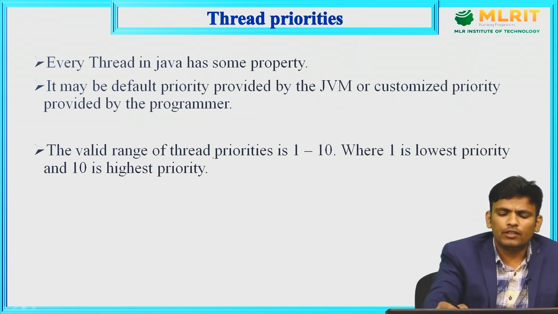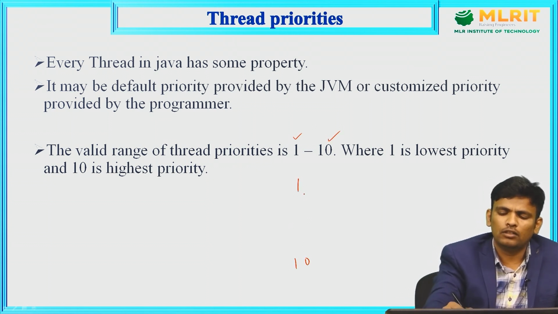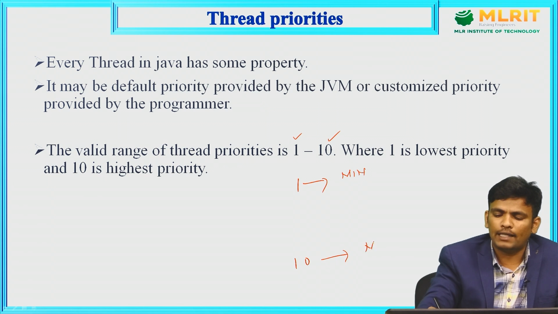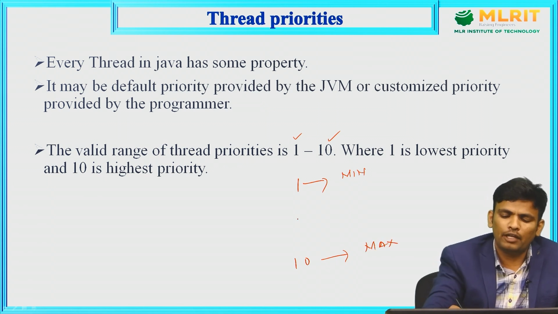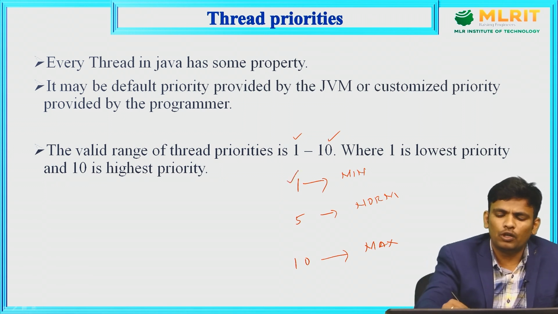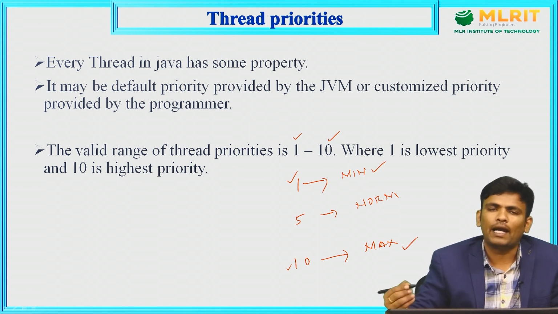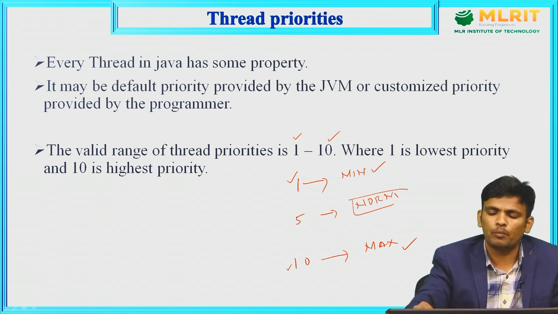The valid range of thread priorities is 1 to 10. 1 means the minimum priority and 10 means the maximum priority. In between, 5 is the normal priority. Compulsorily we should pass values from 1 to 10 only. If you pass anything other than 1 to 10, it leads to an exception. So 1 means minimum priority, 10 means maximum priority, and 5 in between means normal priority.